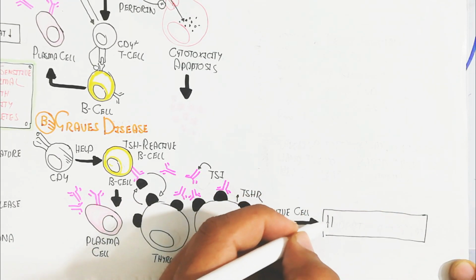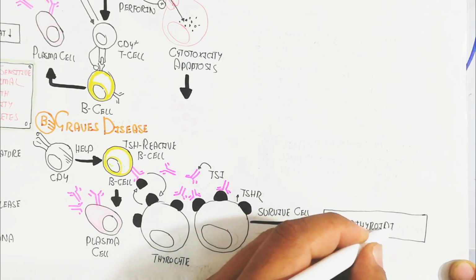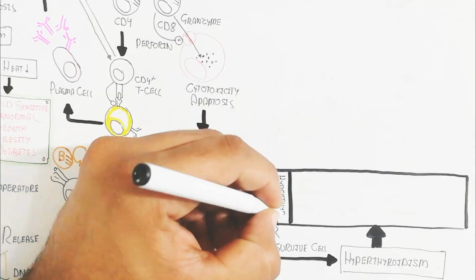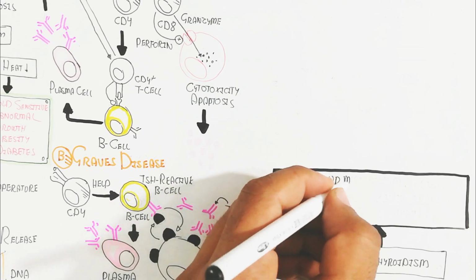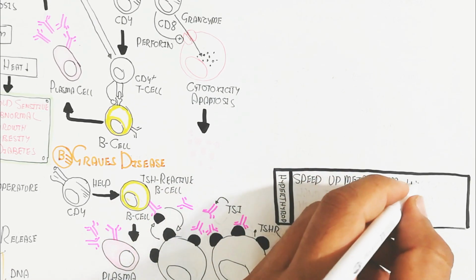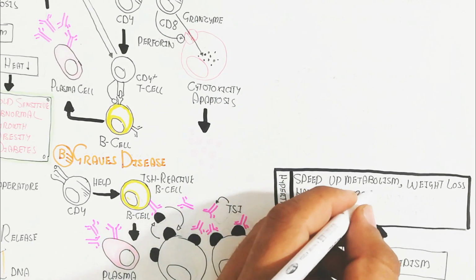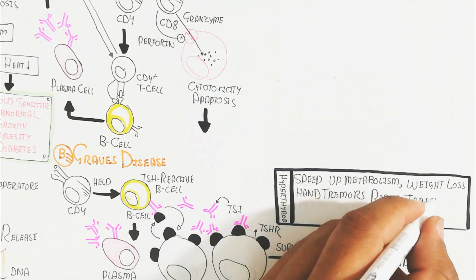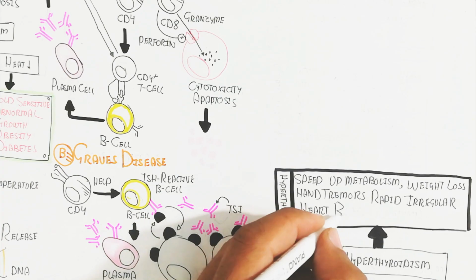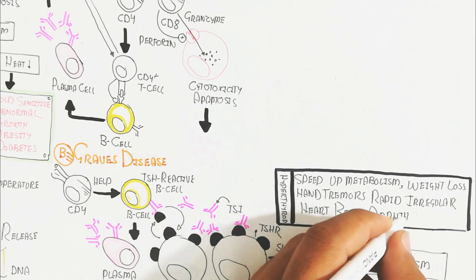In the blood, the T3 and T4 will rise. When T3 and T4 rise, they target different tissues and lead to hyperthyroidism. In this way, there is increased speed of metabolism, weight loss, hand tremors, a rapid irregular heartbeat, and arrhythmias.